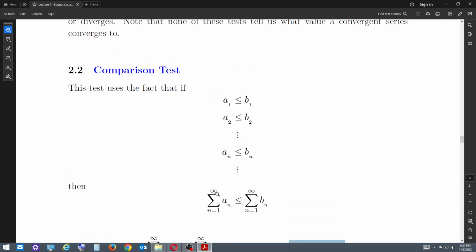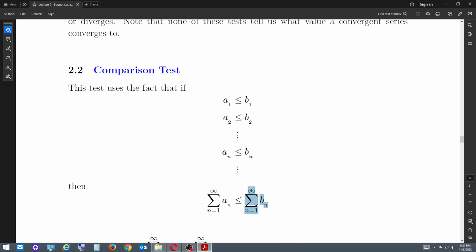So imagine you have two positive numbers and this one is a finite number. Obviously, if this one is less than this, then this also has to be a finite number, which means that this series converges. So that is one example of how we would use a comparison test. If I wanted to determine if this series converges, I just find a series where the terms are bigger that also converges.